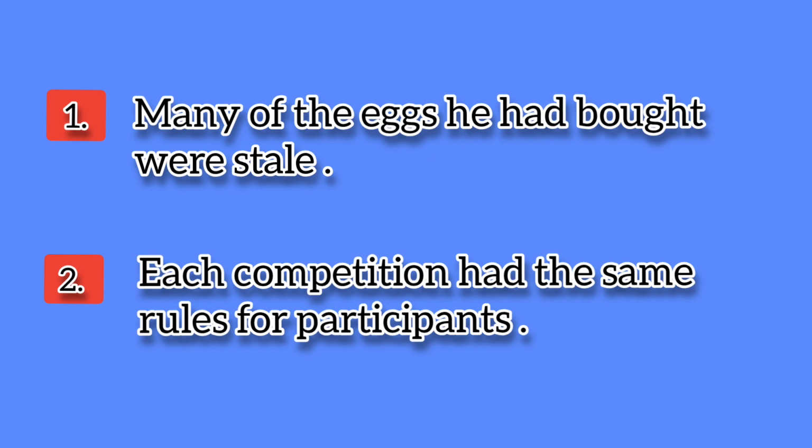Similarly in example 2, each is the quantifier and it expresses the quantity of competition. How many competitions? Each competition. So here competition is the noun and each is the quantifier. So each competition had the same rules for participants.